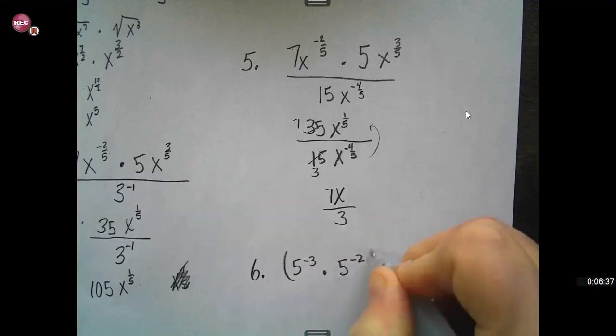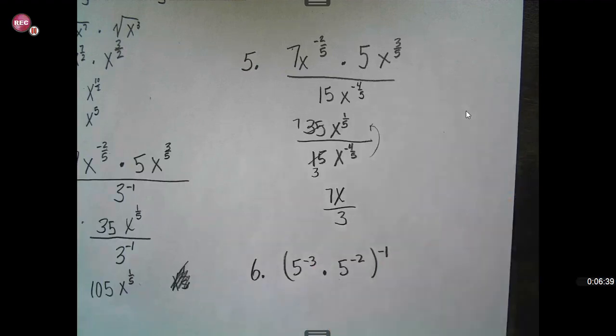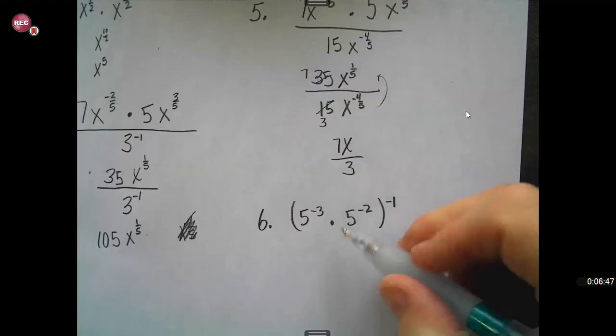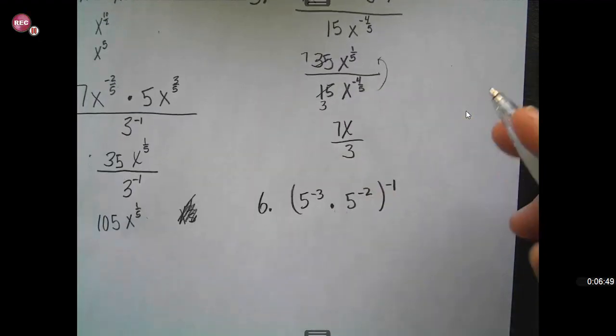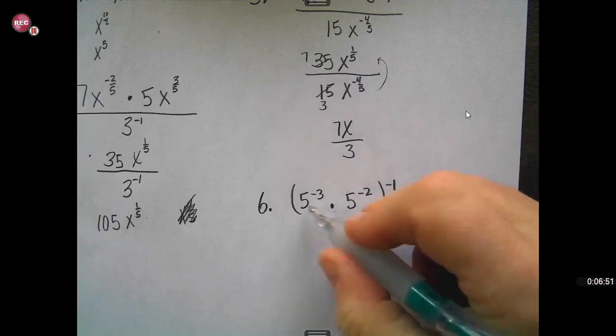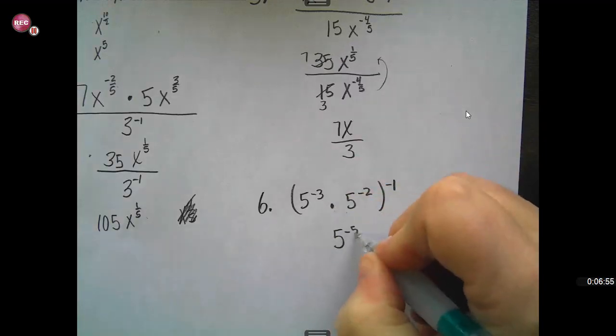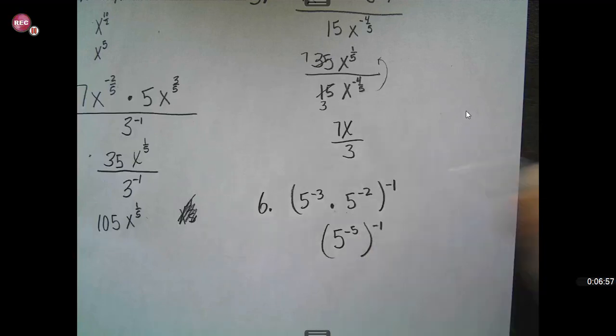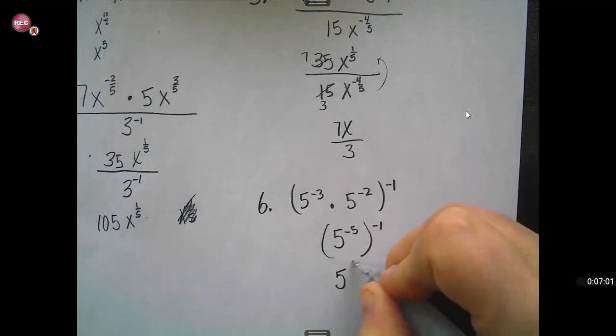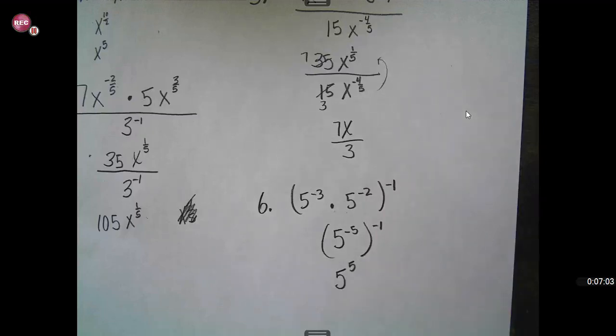We had problems in the homework where we had to multiply these and simplify, which are infinitely easier than the ones in the homework where the sign in between was addition. Because with it being multiplication, I can combine these two things. I get 5 to the negative 5, and that's being raised to the negative 1 power. And then I can raise it to the negative 1 power, and I get 5 to the 5th. And I'm not sure what 5 to the 5th is.